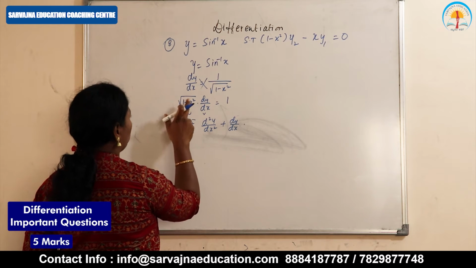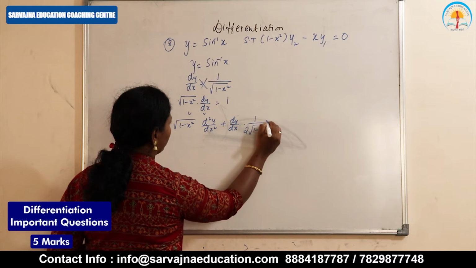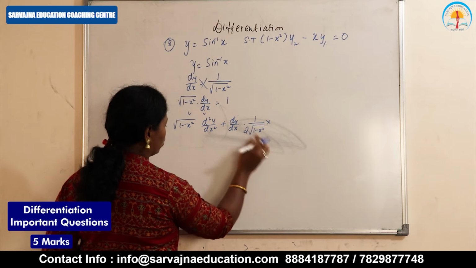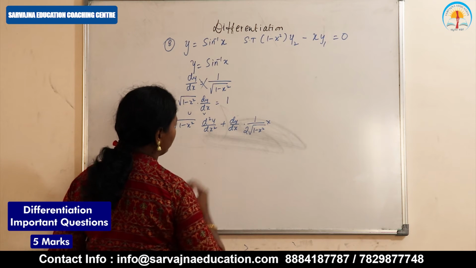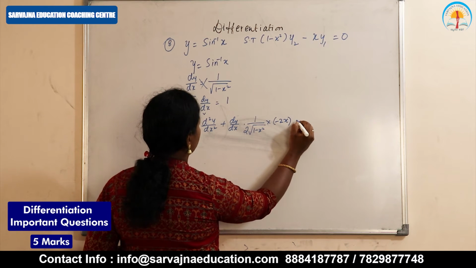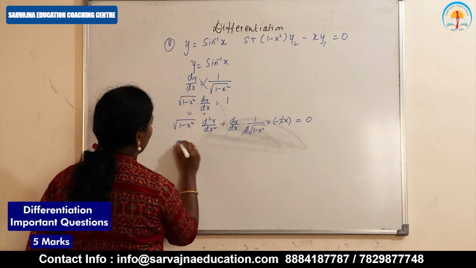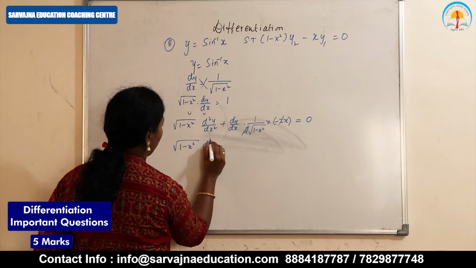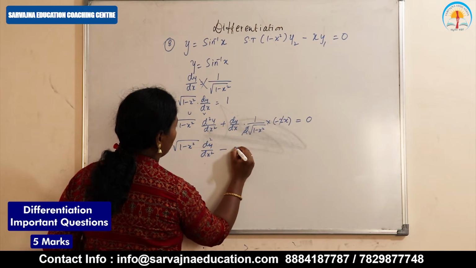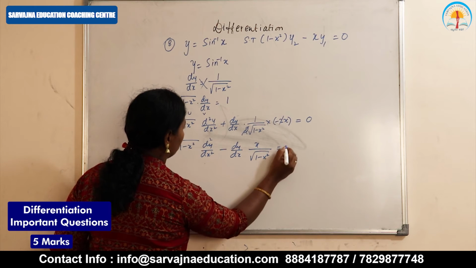And root x differentiation is 1 by 2 root x, correct? 1 by 2 root 1 minus x square into, in the place of x there is 1 minus x square. What is the differentiation of this? Because it's a chain rule, if in the place of x you have any other function, you have to differentiate it. So it will be minus 2x, and differentiation of 1 is 0. So the 2 gets cancelled here. So root 1 minus x square d square y by dx square plus dy by dx into x divided by root 1 minus x square is equal to 0.